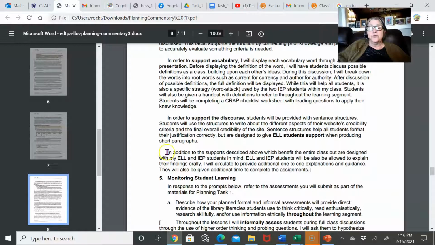You do. Think about the needs of your students and think about how you're going to support those specific students in addition to these supports up here that you're describing in order to support these particular language demands. So additionally, what do you do with these students?